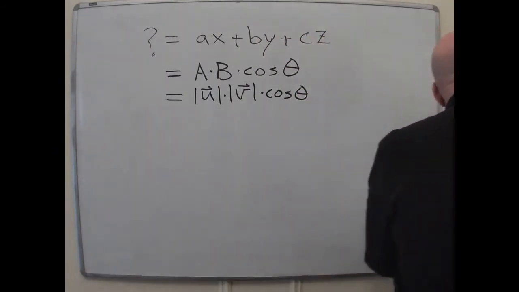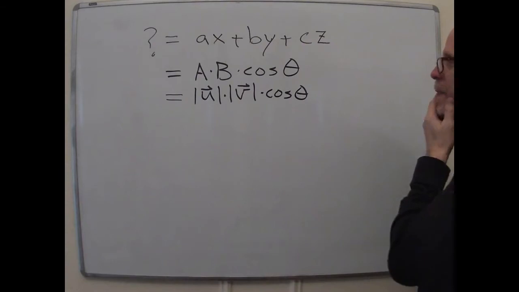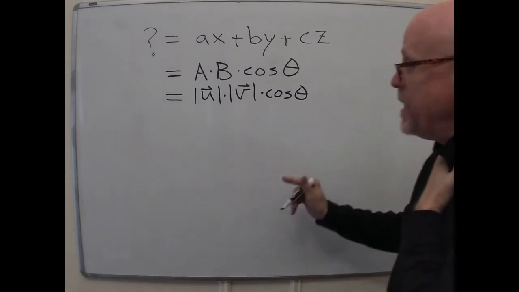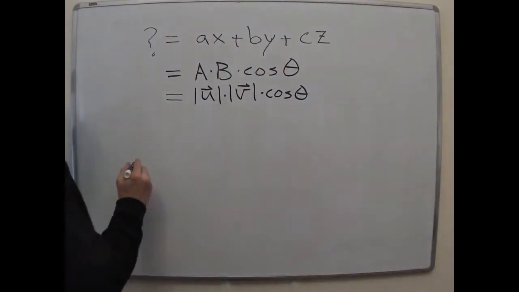So what is the dot product useful for? The dot product will tell you when two vectors are actually perpendicular to each other. That's one of its biggest uses. It becomes a test for orthogonality.